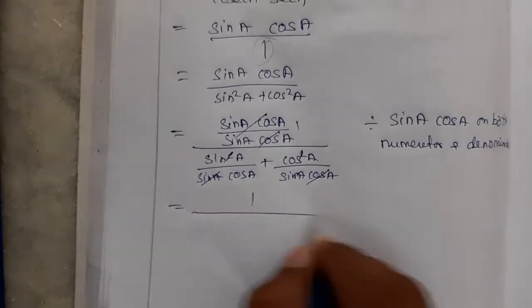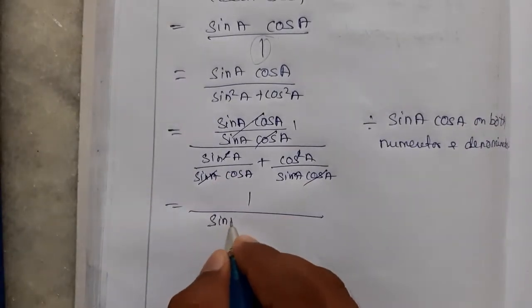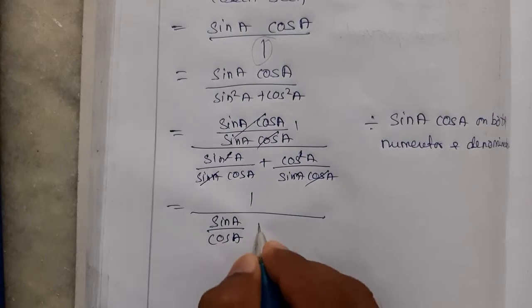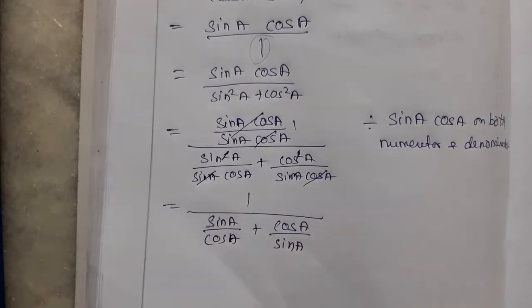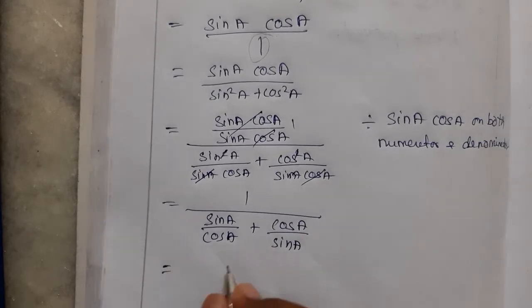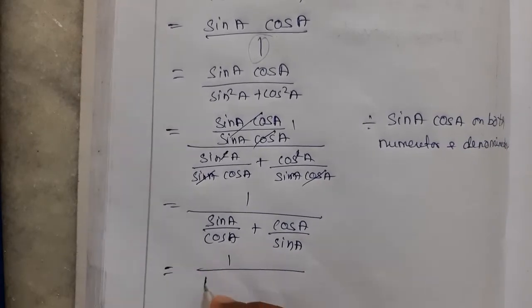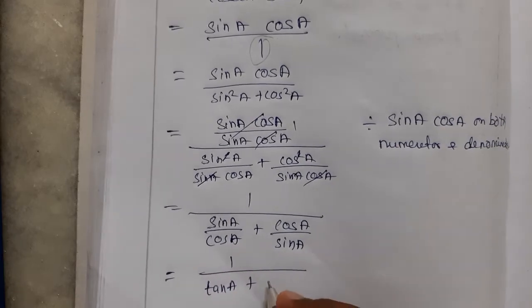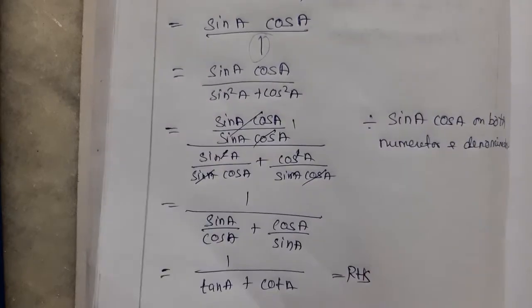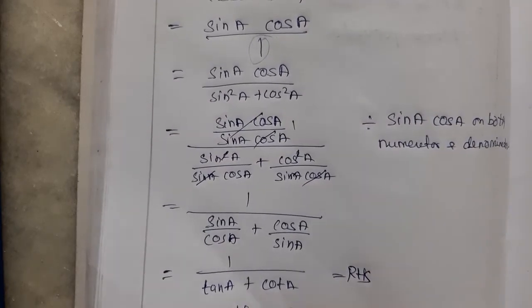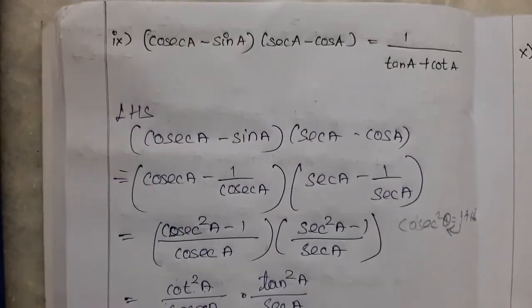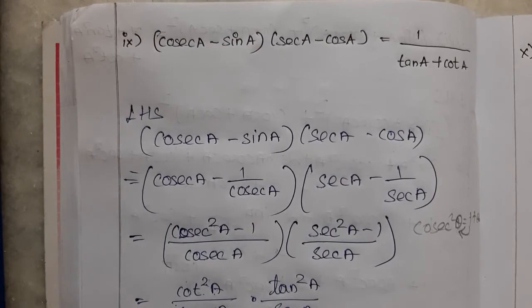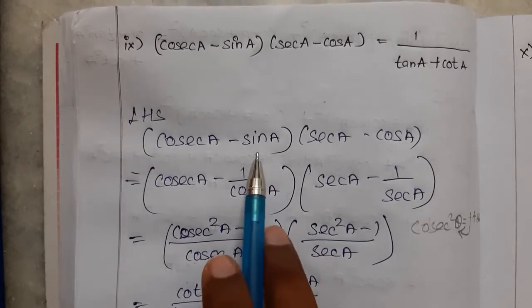So we get 1 divided by sine A by cos A, which is tan, and cos A by sine A, which is cot. That is what we need, right? So it is equal to 1 divided by sine A by cos A, which is tan A, plus cos by sine A, which is cot A, which is our RHS. So hence proved. Clear?